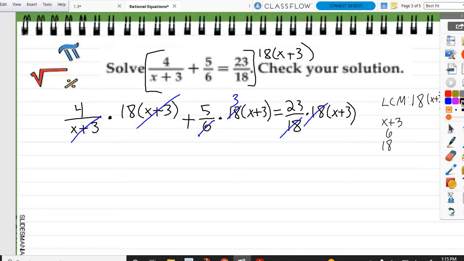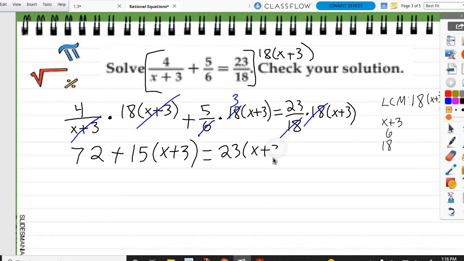So then we just need to do some simplifying. What is 4 times 18? 72. Plus 5 times 3 gives us 15. And I still have an x plus 3 there. And then on my last one, we just have a 23 times x plus 3. Agreed?